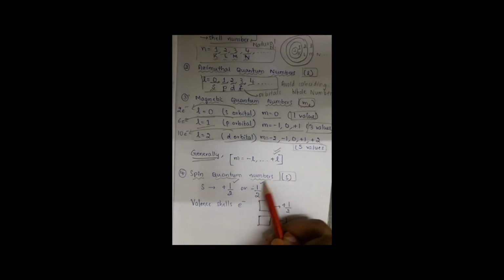Coming to the spin quantum numbers. Spin quantum numbers are represented by a small s. The s value can be +½ or -½. The value of the spin quantum number depends on the valence shell electron. If the valence shell electron is pointing upwards, then the value of the spin quantum number will be +½, and if it is pointing downwards, then the value would be -½.